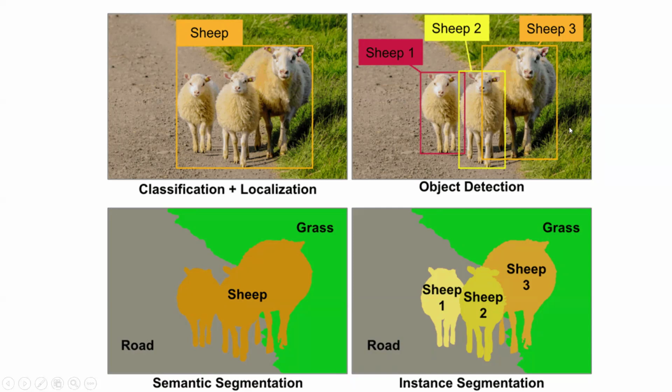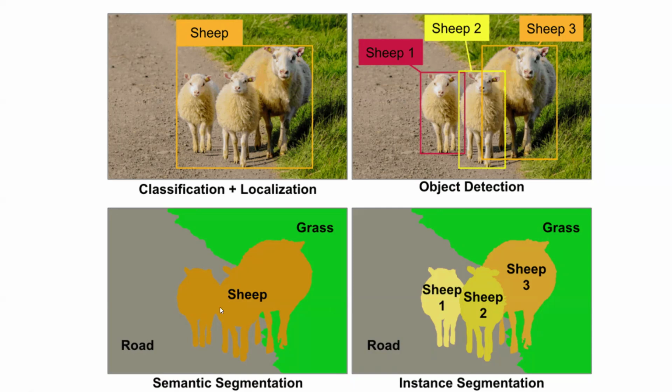Now it has identified the individual objects also. Right? Sheep 1, sheep 2, sheep 3. That also, the individual objects, it has extracted. So first we have done that part. Then there's something called semantic segmentation and instance segmentation.